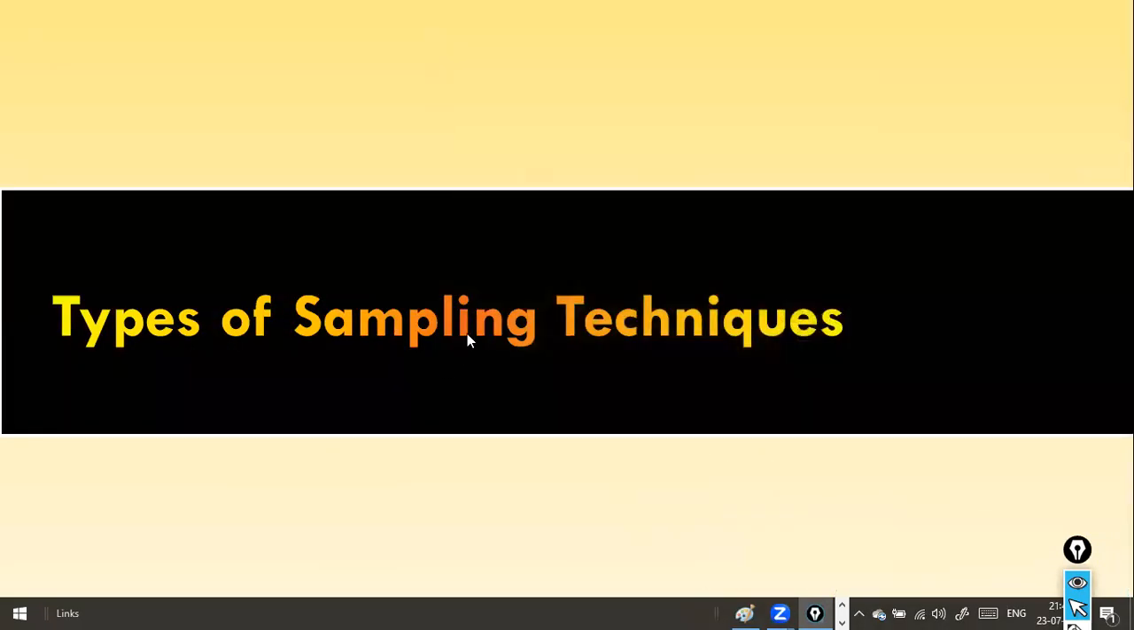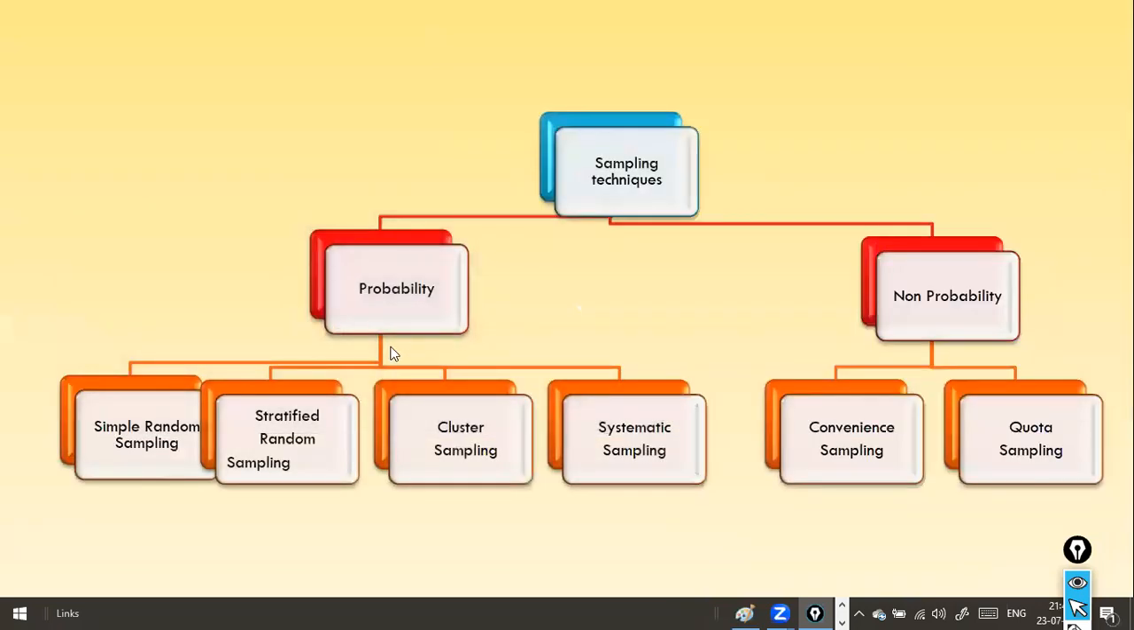What are the different types of sampling techniques? At a high level, there are two branches. One is the probability sampling technique, or the non-probability sampling technique. Within probability sampling itself, we have four different types: simple random sampling, stratified random sampling, cluster sampling, and systematic random sampling. And in the case of non-probability sampling, you have convenience and quota sampling.